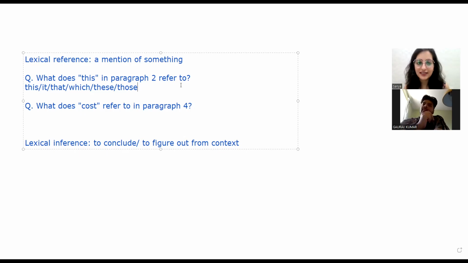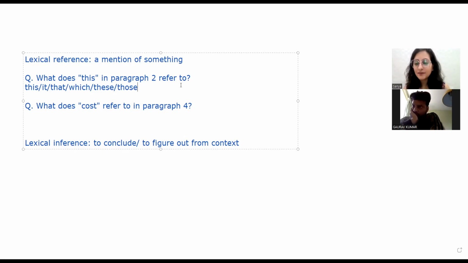Can you tell me what exactly pronouns are as per your knowledge? They denote the noun, but not directly, like these, those, she, he. So it's used in place of a noun. That means the noun should be written first, and only then can you use a pronoun.